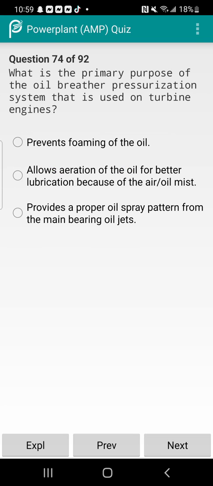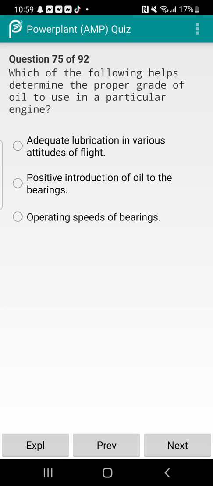What is the primary purpose of the oil breather pressurization system that is used on turbine engines? Provides a proper oil spray pattern for the main bearing oil jets.